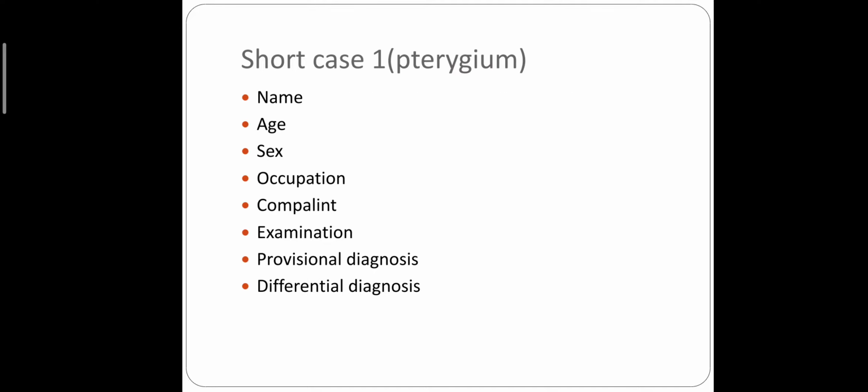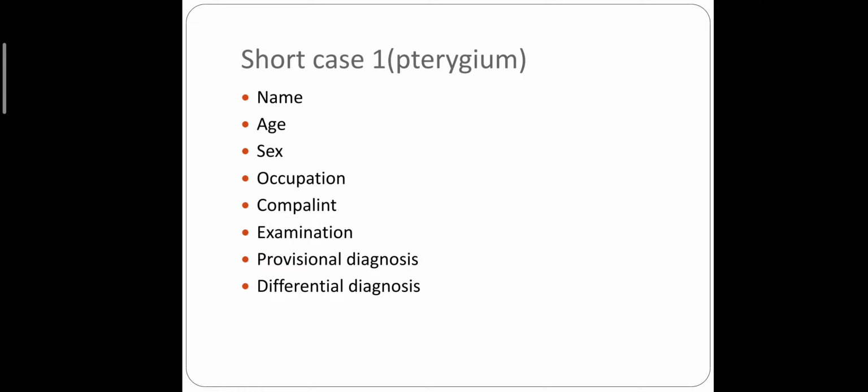And coming to the first case we will be discussing, pterygium. As you know, any case presentation will start with preliminaries like name, age, sex, occupation, complaints, followed by examination, and followed by provisional diagnosis, and then differential diagnosis. In any case, why age is important, why sex is important, why occupation is important, I think all of you know.